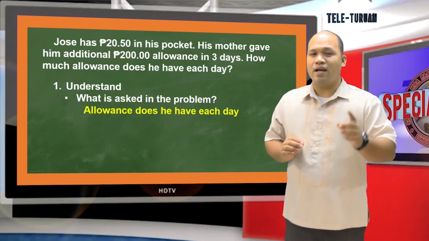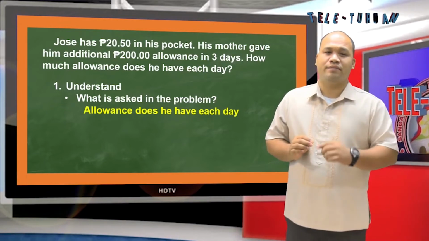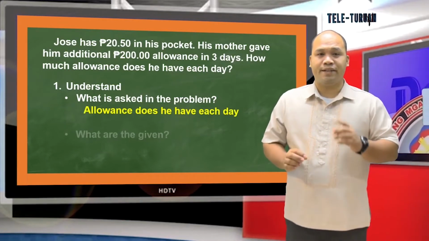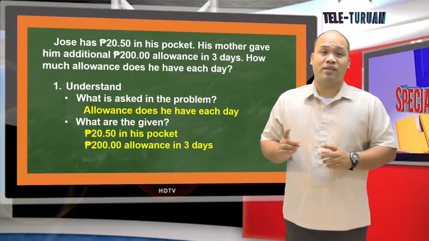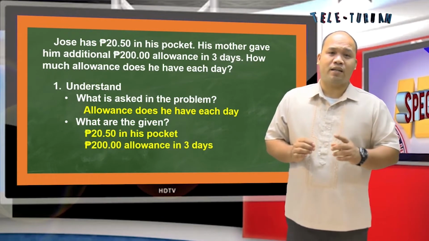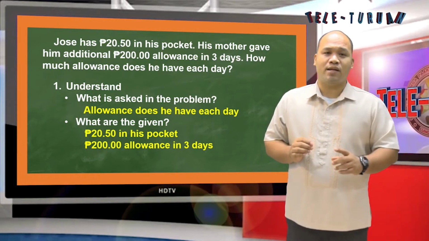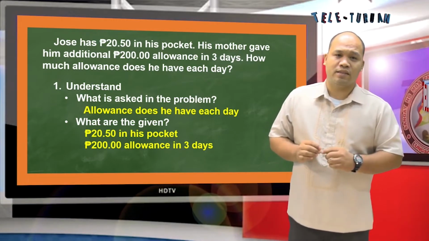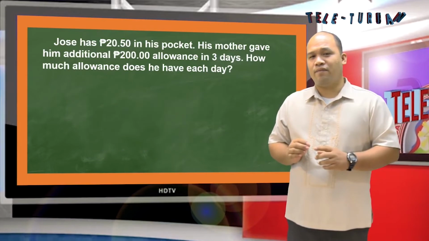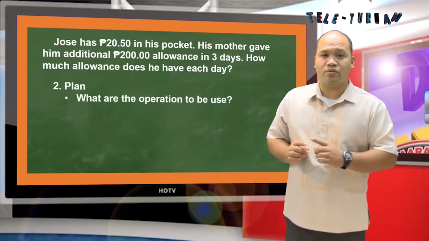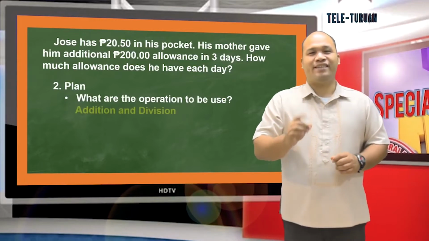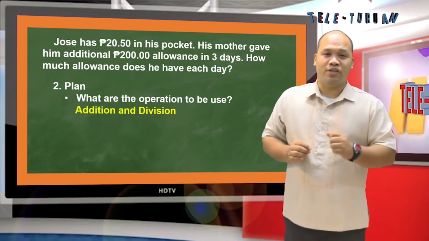Excellent. What allowance does he have on each day? What are the given? Correct. 20 pesos and 50 centavos in her pocket and 200 allowance in 3 days. So we move to the second step, which is the plan. What are the operations to be used? You're right. Addition and division.